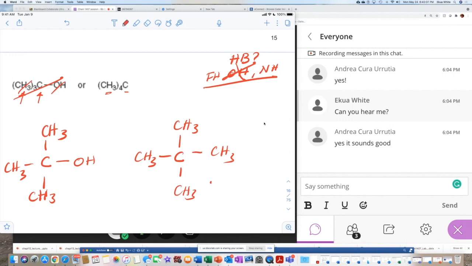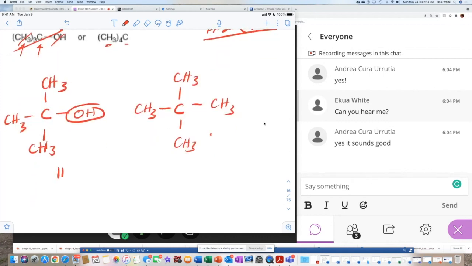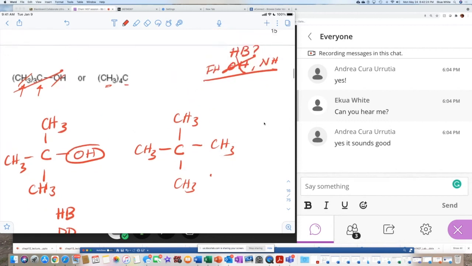What about the one on the left? Are we seeing an OH? Yes, right here. So we know for sure the one on the left has a hydrogen bond. If it has hydrogen bonding, guess what it also has? It has a dipole and London dispersion force. Okay. Now we decided the one on the right doesn't have hydrogen bonding, right?